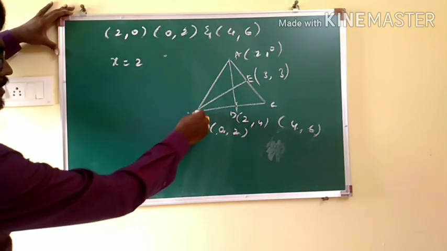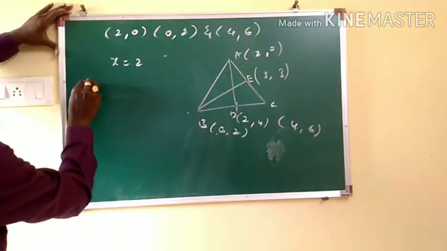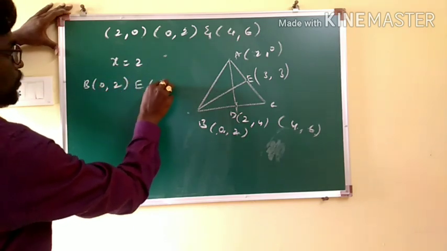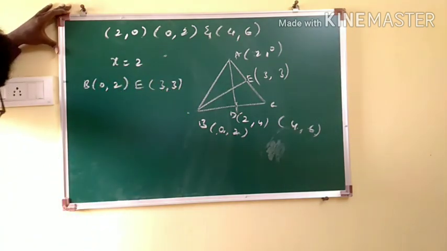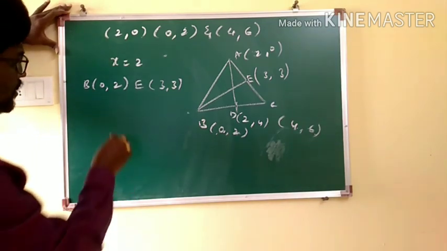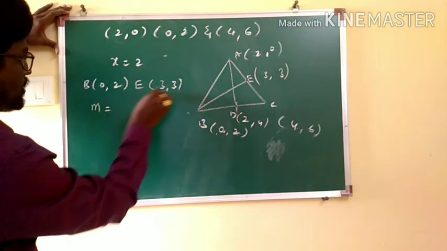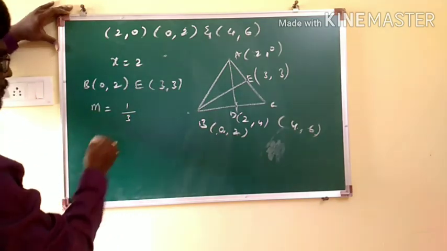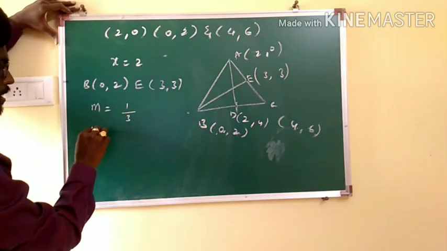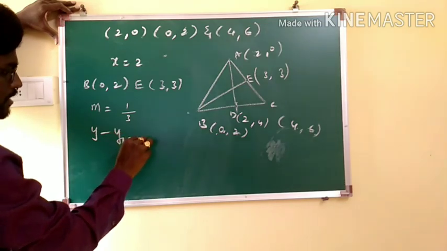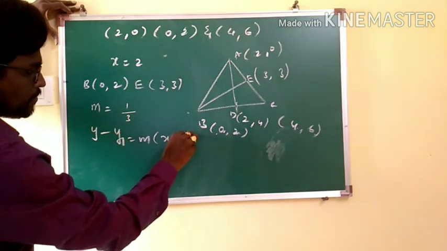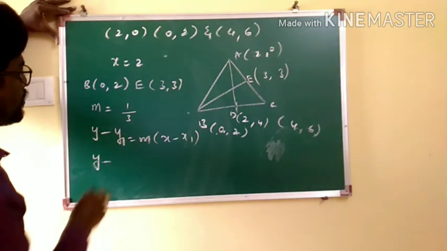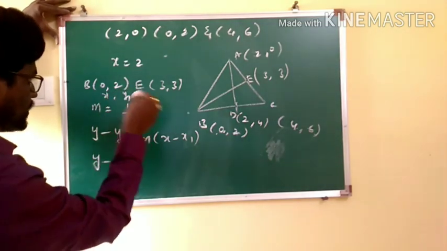Therefore, the equation of the other median is passing through 0 comma 2 and the other point is 3 comma 3. What shall we do? We'll find the slope here. Slope m is equal to 3 minus 2, 1, by 3 minus 0, 3. Slope m equal to 1 by 3. Therefore, use the formula y minus y1 is equal to m into x minus x1. Y minus y1. What is y1? You take this point. It becomes very simple.